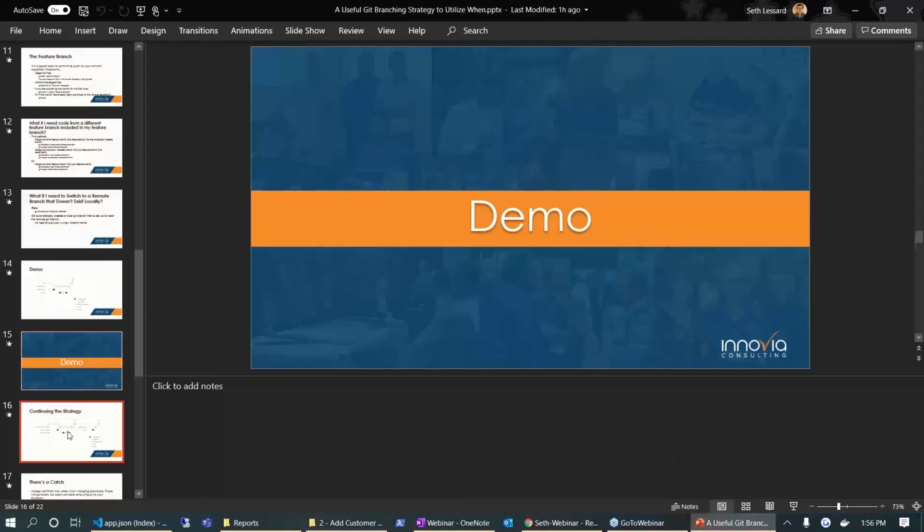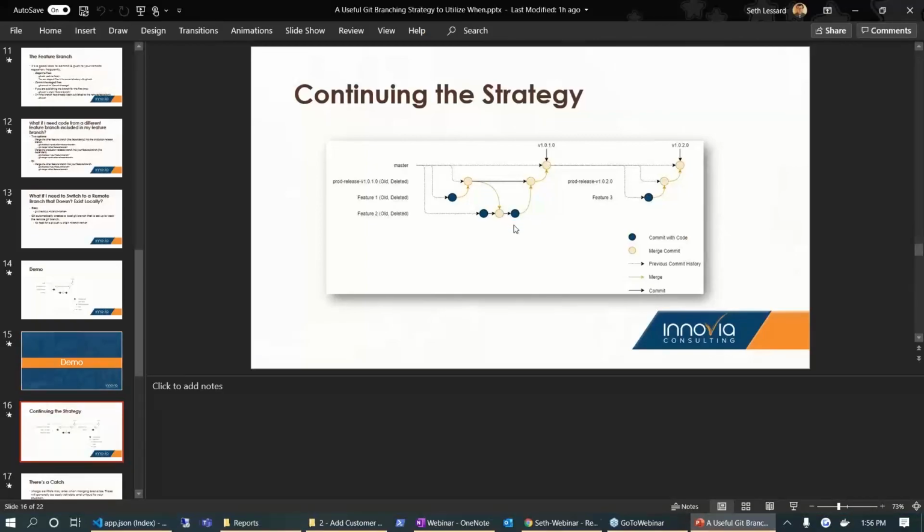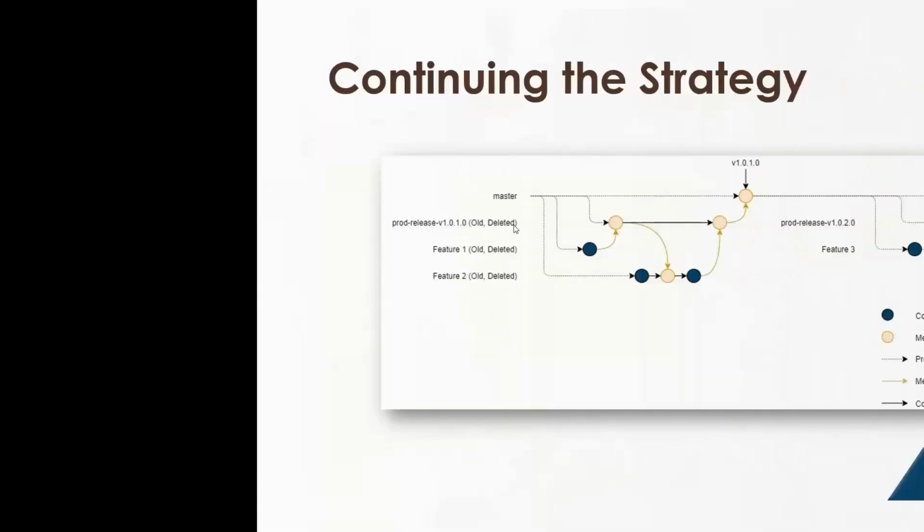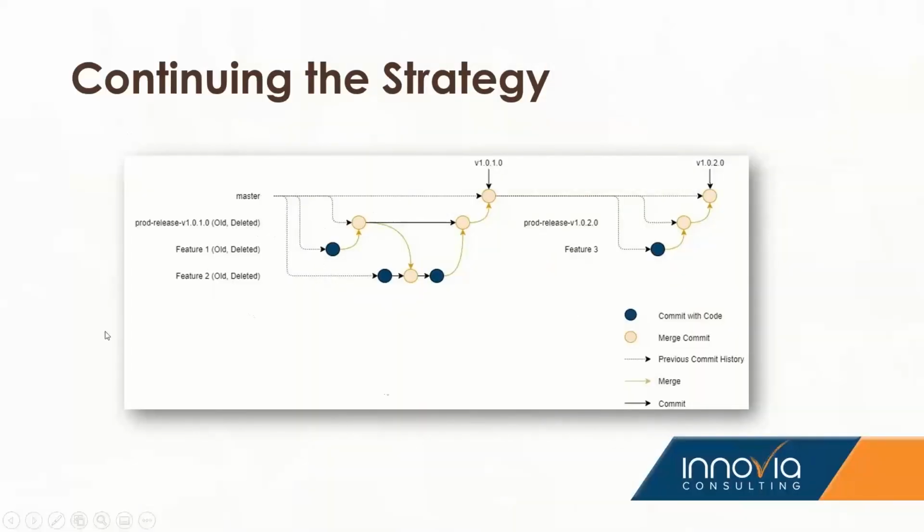So how would you continue this? This was our initial development cycle. Our first feature was our customer categories. Our second feature was our sales order confirm. This is our new version 1.0.1.0 commit. This will be the latest commit that's in master.